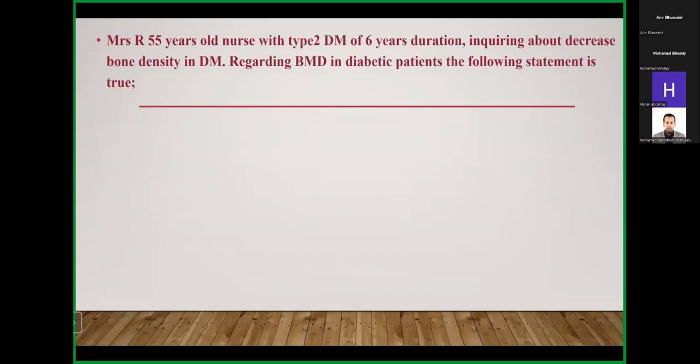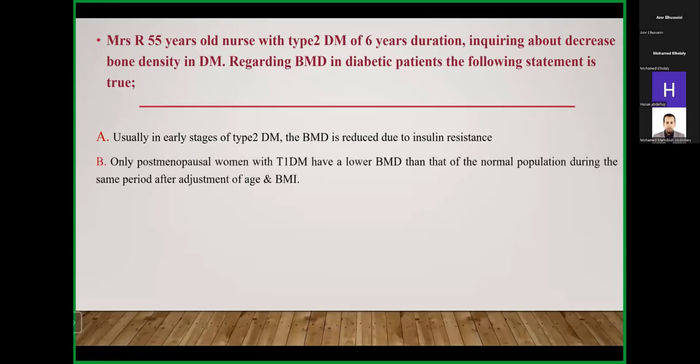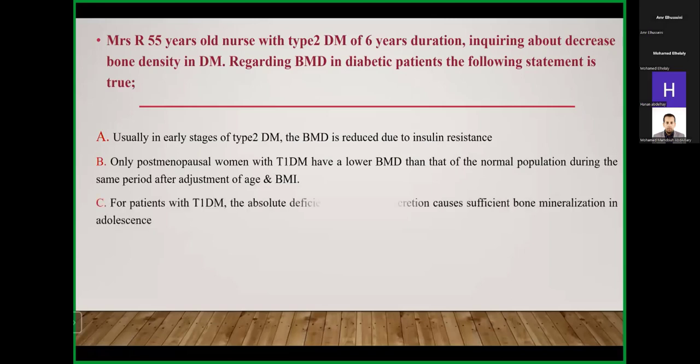Next question. Mrs. R is a 50 year old nurse with type 2 diabetes for 6 years duration, inquiring about decreasing bone density in diabetes. Regarding bone mineral density in diabetic patients, the following statement is true. First option: usually in the early stages of type 2 diabetes, the bone mineral density is reduced due to insulin resistance. Option number two: only postmenopausal women with type 1 diabetes have a lower bone mineral density than that of the normal population during the same period after adjustment of age and BMI. For patients with type 1 diabetes, absolute deficiency in insulin secretion causes insufficient bone mineralization in adolescence.